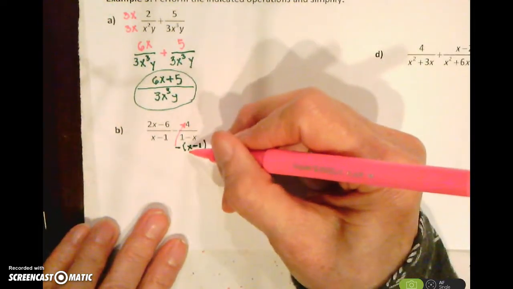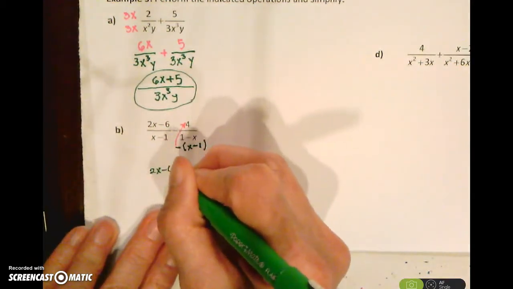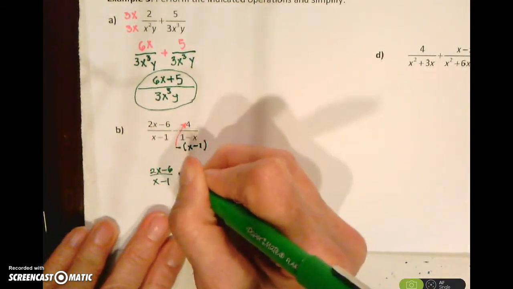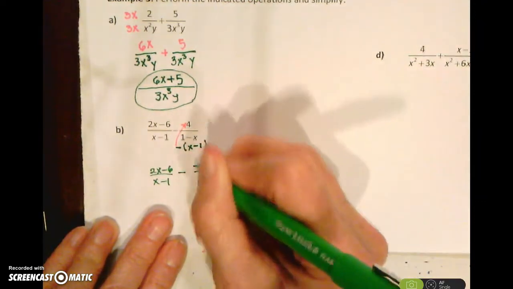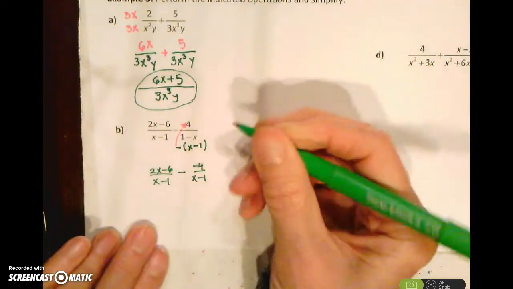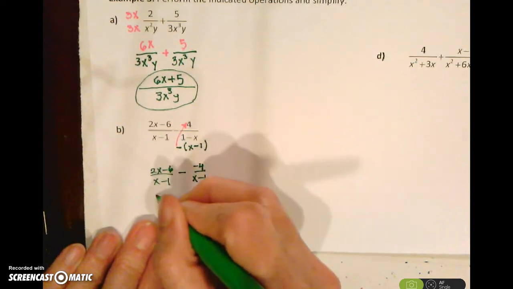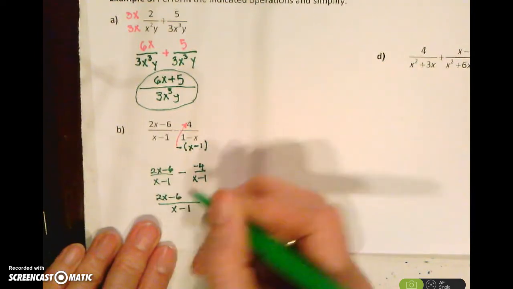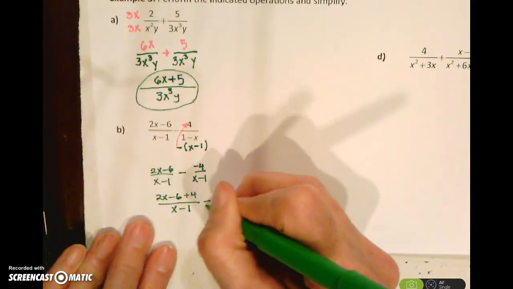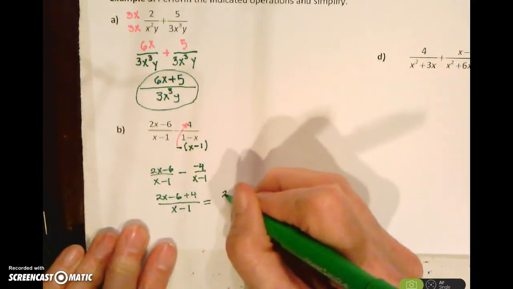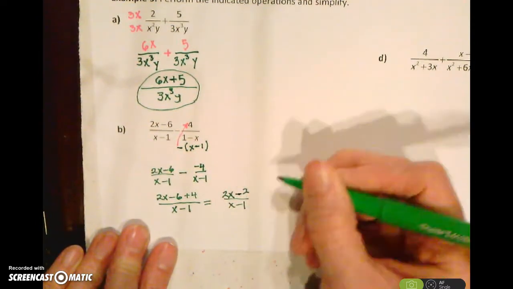So rather than leaving it down here, just move it to the numerator, so that now really what I have is 2x minus 6 over x minus 1, then minus, and I put that up there, a -4 over x minus 1. So I've got the same denominator, and that's going to give me 2x minus 6 minus a minus is going to give me plus 4. So then that's going to be 2x minus 2 over x minus 1.